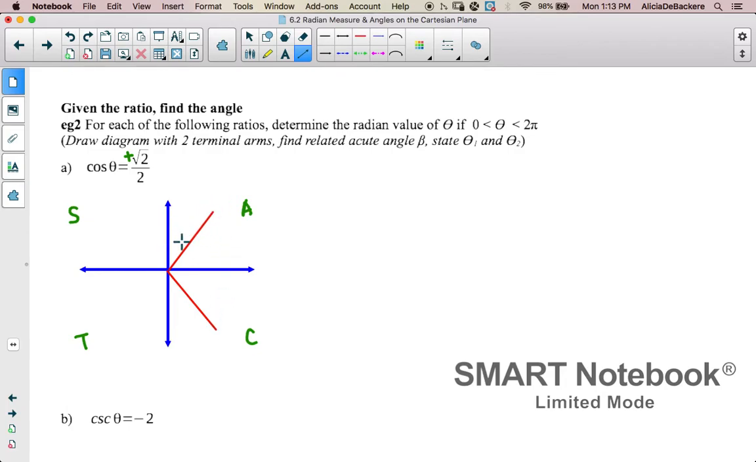Now I don't really care about the angle that you put this line on. So if somebody else drew this line like this, or maybe they swung it out here, I'm not as concerned. What I'm concerned about is that you ended up in the right quadrant so that you're drawing your picture correctly. After we've drawn our diagram with our 2 terminal arms, the next thing we're going to do is find our related acute angle beta. So to do that, we're going to think about our special triangles.